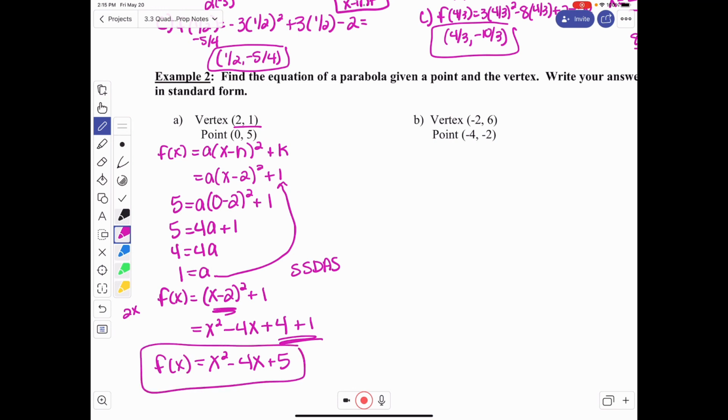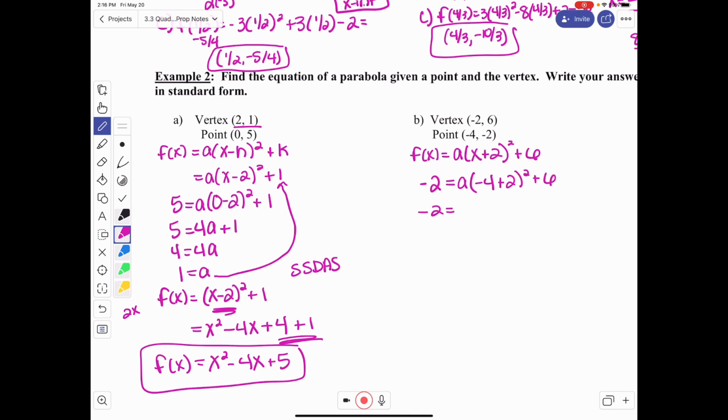Okay, so one more like this. If I first plug it into vertex form, I have a times x minus negative 2, which those two negatives are really going to turn to a plus, and then plus 6. So then I'm going to plug in my point. So I have my y is negative 2. I don't know my a. My x is negative 4.